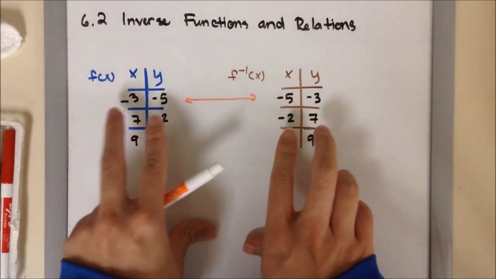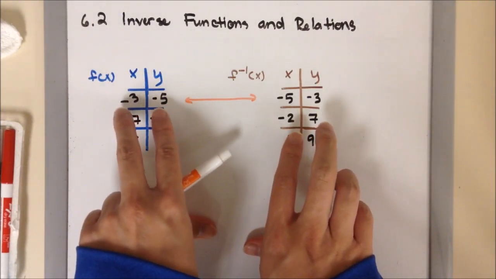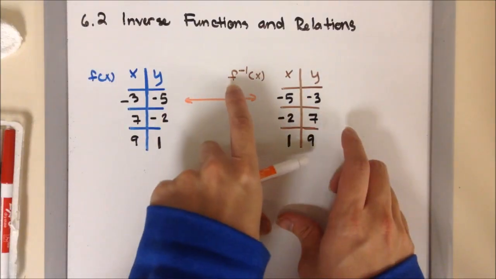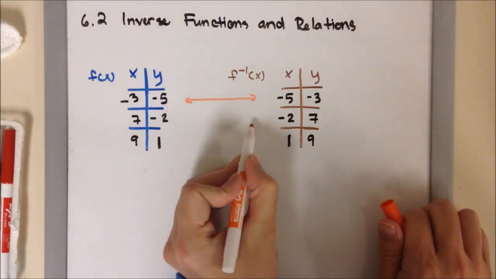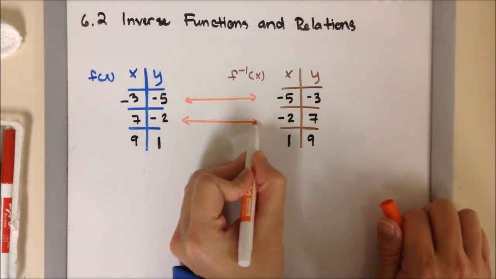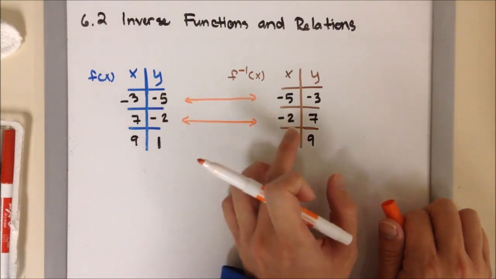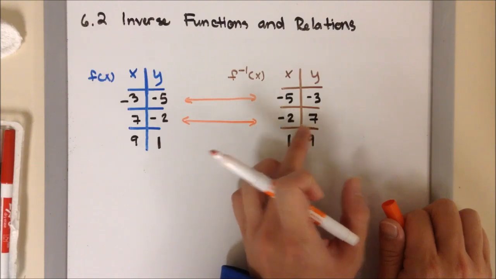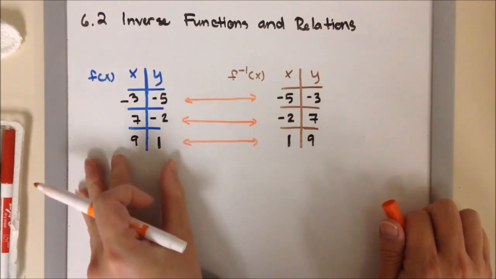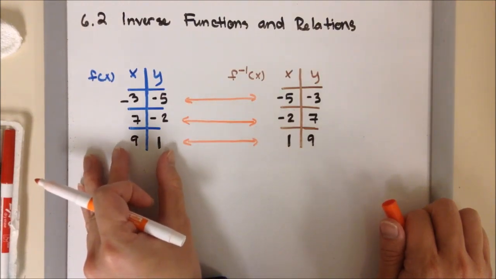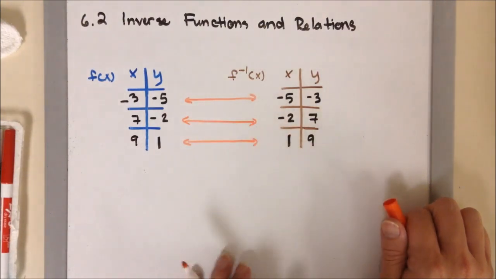Notice how from f of x, our x and y values, negative 3 and negative 5, are flipped for f to the negative 1 of x, the inverse function. And then take a look at all the other coordinate points. For f of x, 7, negative 2 is flipped, which is now negative 2, 7 for the inverse function. And then on the third, for f of x, it's 9, 1. When you flip it, it's going to be 1, 9 for the inverse function.